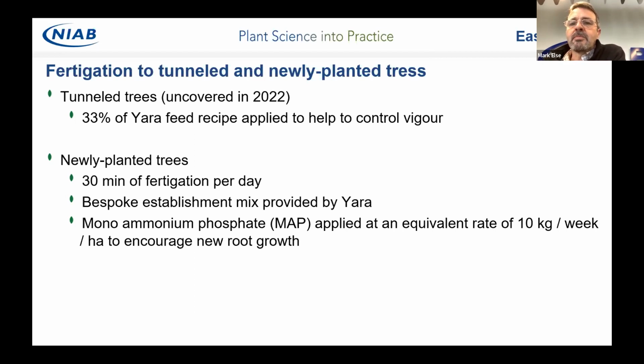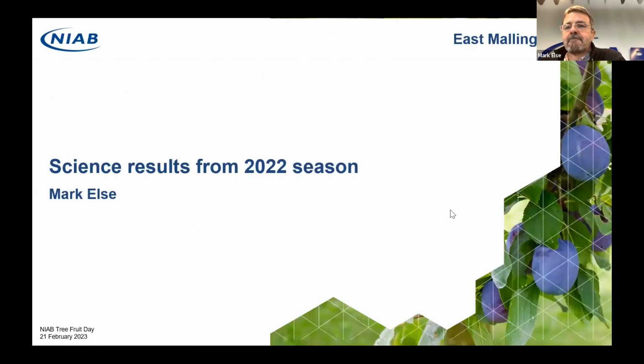And again, for those trees, we're wanting to try to increase root growth, for example, by applying monoammonium phosphate and a bespoke establishment mix that was provided by Yara. Okay, so next slide, please. Okay, and the next one.